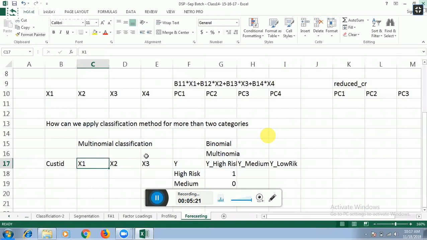In the confusion matrix, there you will not have sensitivity, specificity, etc. There you have a classification report: how many high risk customers you predicted as high risk, how many low risk customers you predicted as low risk. You will get a confusion matrix, a 3x3 matrix or 4x4 matrix, depending on the number of categories. But you will not have sensitivity, specificity, TPR, TNR, those things here, because in multinomial classification you can't have a 1-0 kind of thing, right?